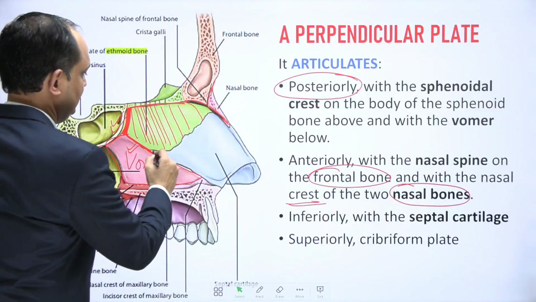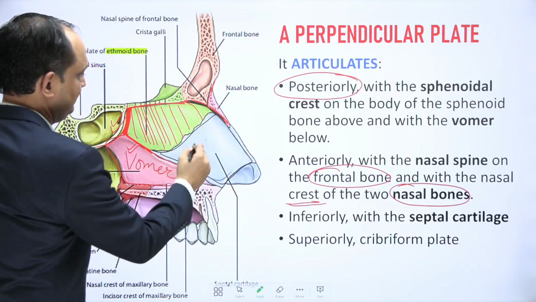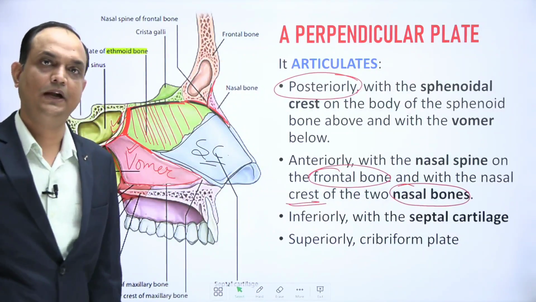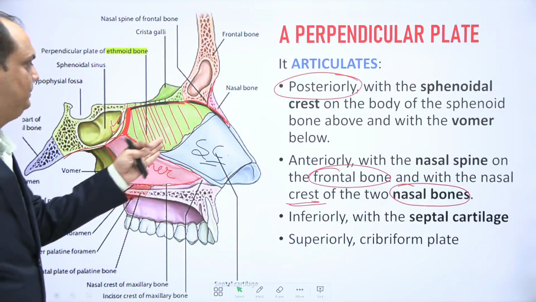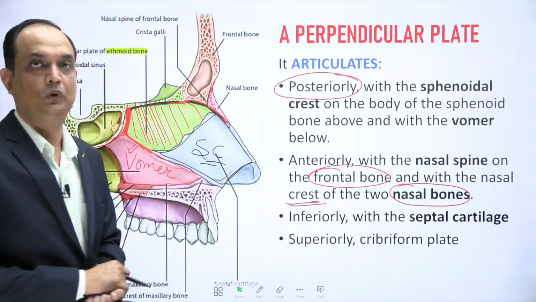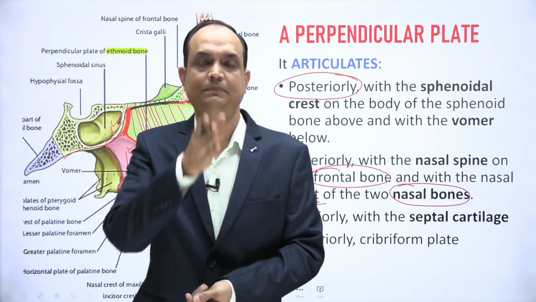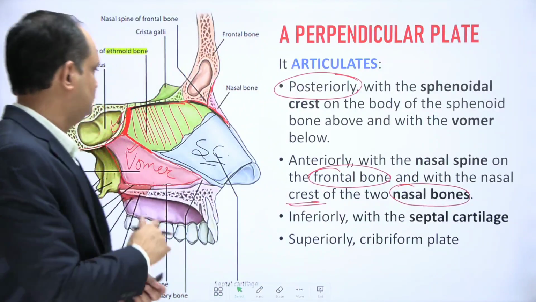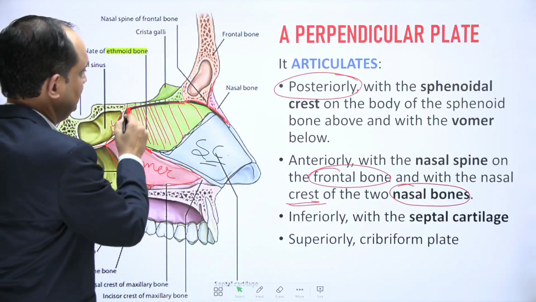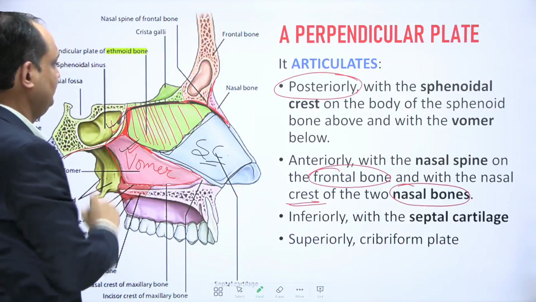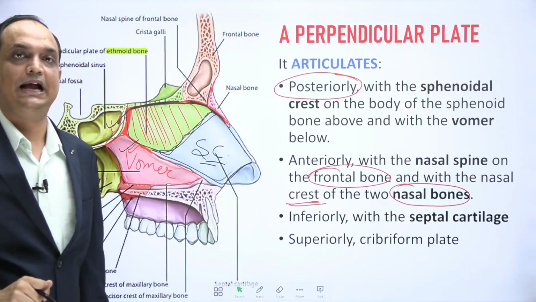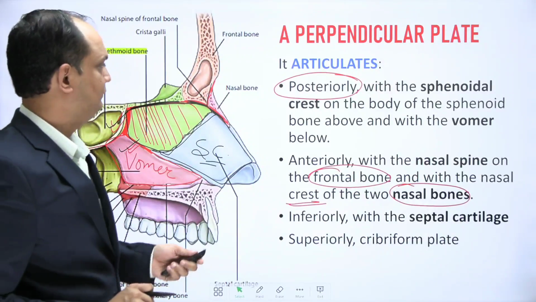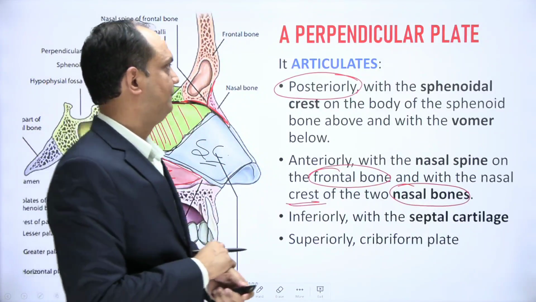Inferiorly you will have this cartilage. This cartilage is known as septal cartilage, and above it is connected with the cribriform plate. So when you see the perpendicular plate of ethmoid bone, you have to understand that it is a midline projection below the cribriform plate which is going to form the postero-superior part of the nasal septum, and posteriorly it will articulate with the sphenoid bone and your vomer bone, anteriorly with the nasal spine of frontal bone and nasal bone.